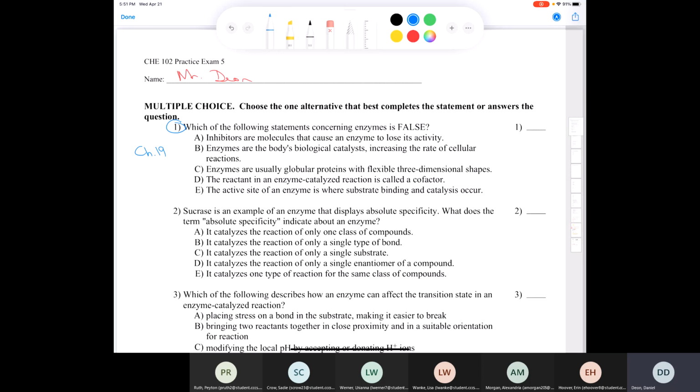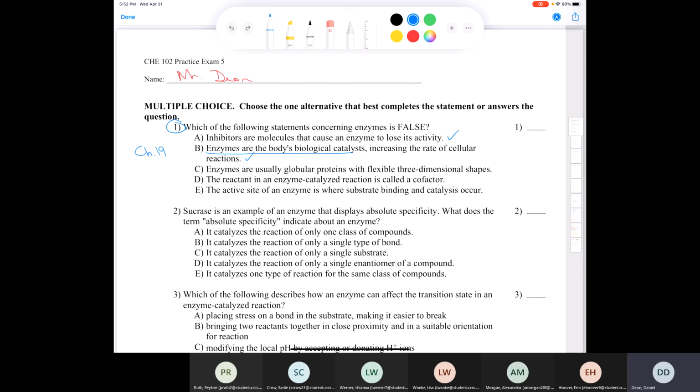We have, inhibitors are molecules that cause an enzyme to lose activity. That's definitely true. Enzymes are the body's biological catalyst. Well, that's the definition of an enzyme, and they increase the rate of cellular reactions. That's also true. Enzymes are usually globular proteins with a flexible three-dimensional shape. Yes, because we know that the conformation of an enzyme can change, or another way we put it is that it's flexible. It can move to some degree.